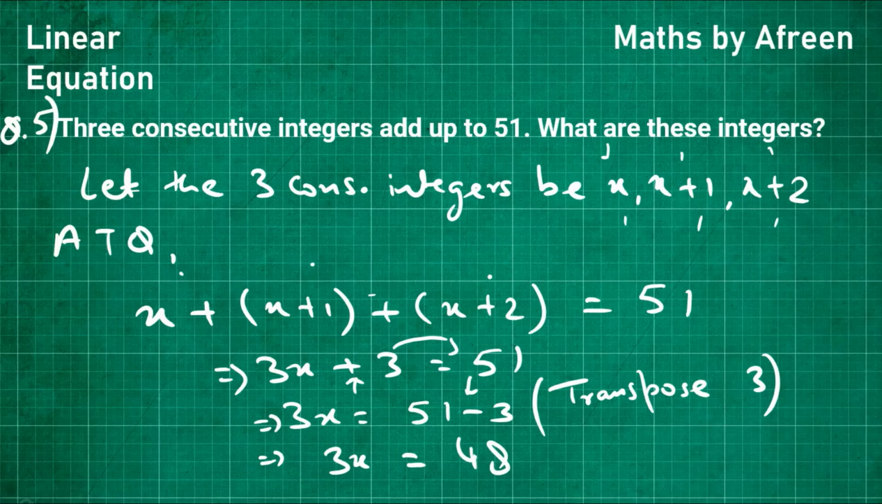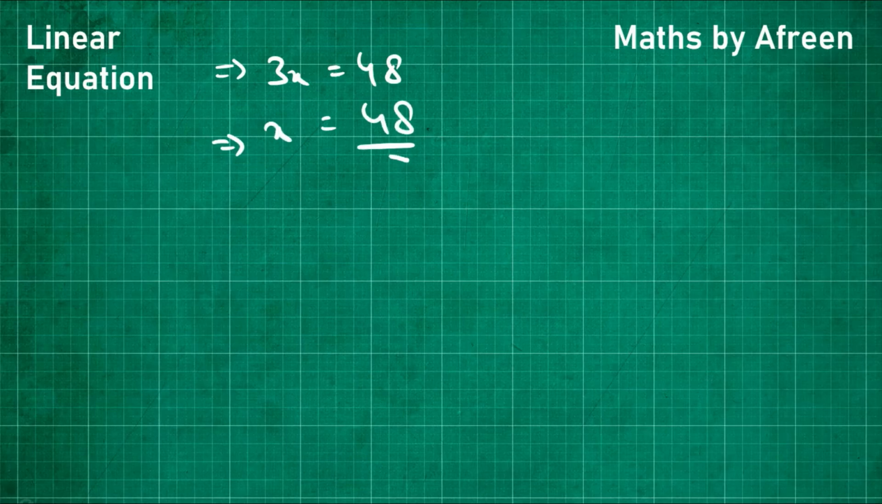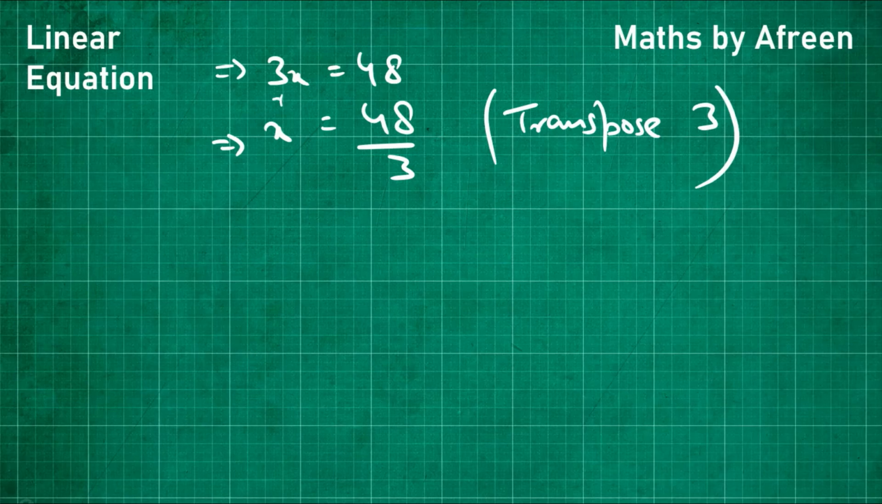Now what will we do next? We will transpose the 3 next. We got 3x equals 48. That means x equals 48 divided by 3. What did I do? I transposed 3 this time from the left hand side to the right hand side. It was multiplied earlier, so now it will be divided. So 48 divided by 3.